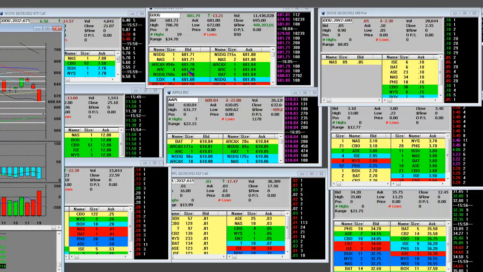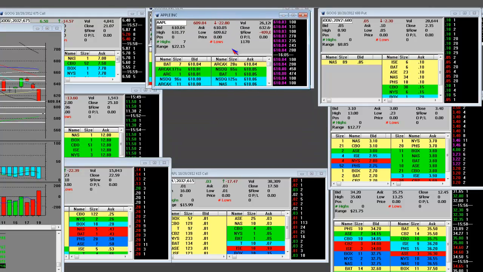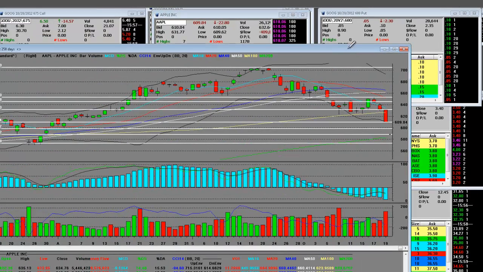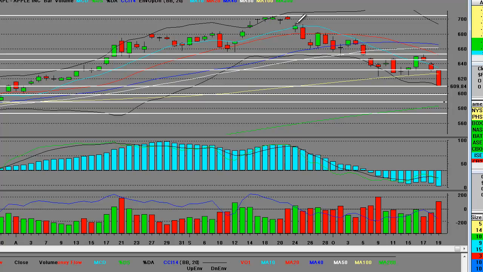And here is the Apple trade, what the monster is short from 631 to 609, $22.15 range, almost $100 in total value off of that 705 area, where that was the end of the party from the other telephone launches that they did, and that was that daily volatility up there.